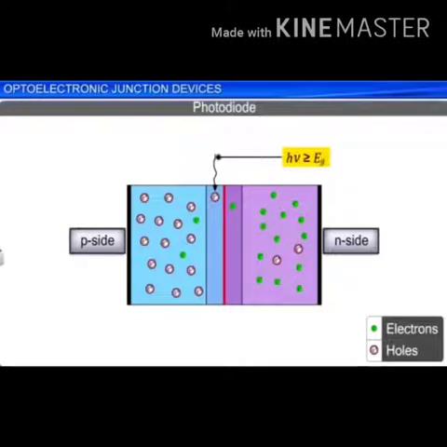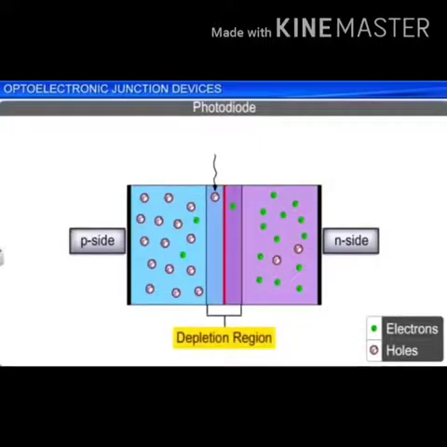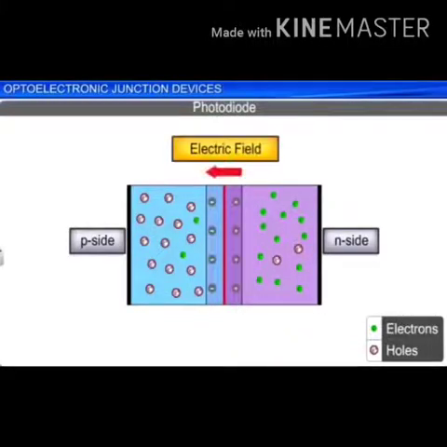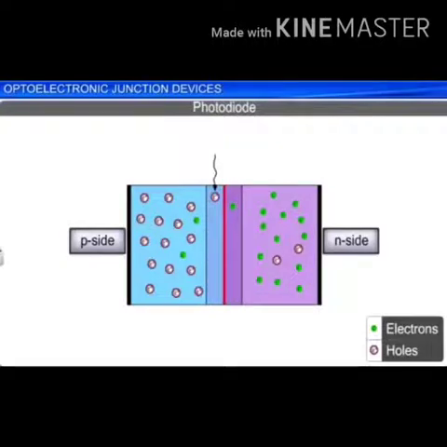This creates electron-hole pairs. The amount of electron-hole pairs depends on the intensity of the light incident on the PN junction. The electrons and holes are swept across the PN junction by the electric field created by the reverse voltage before recombination takes place. Therefore, holes move towards the N side and electrons towards the P side. When the external circuit is made, the electrons flow through the external circuit and constitute the photo current.